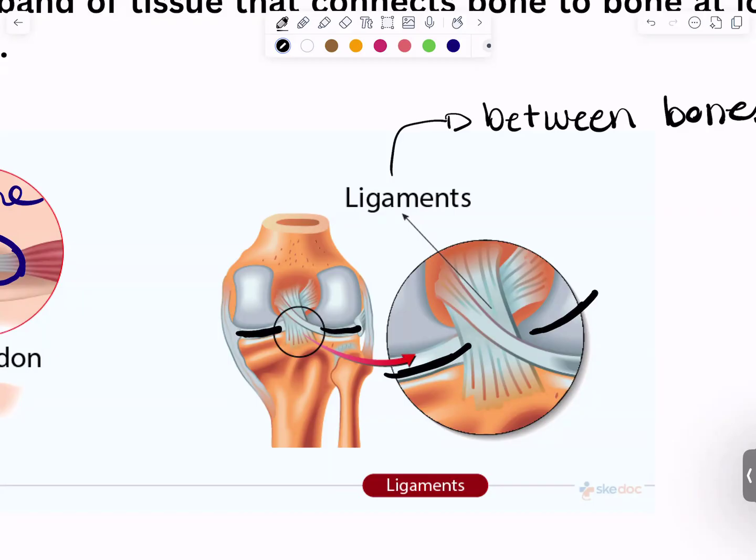Okay, thank you. So the one that keeps the bones together is ligament. Yeah. Any other questions? Or maybe I can share a better picture.